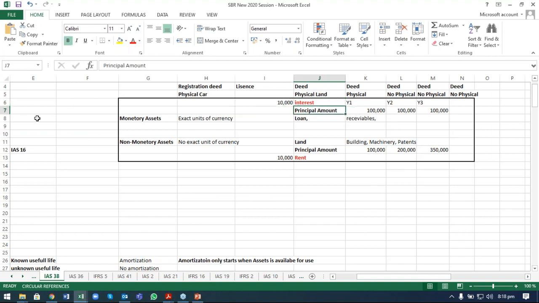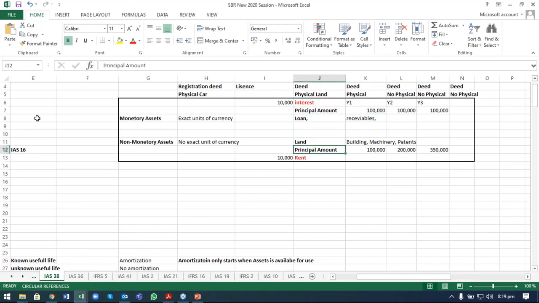Now, can someone tell me whether the loan value is going to change other than this interest? It's never going to be possible. The loan value will remain the same: 100,000 for year one, 100,000 for year two, and 100,000 for year three. If 10,000 was the interest charged and you are paying the 10,000, in the same way the land cost you 100,000 and the rent was paid on a monthly or annual basis. There is no other element that's going to change this loan value, right?